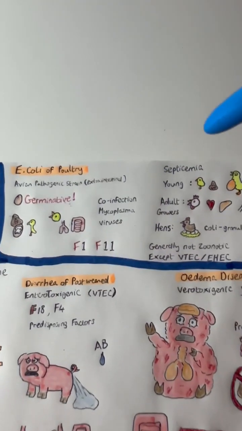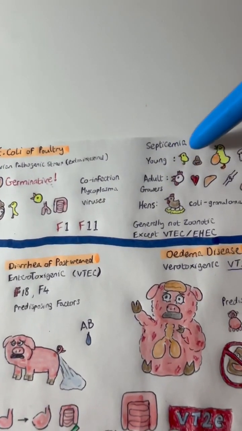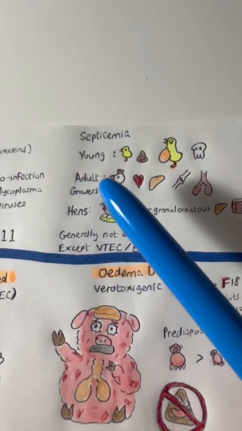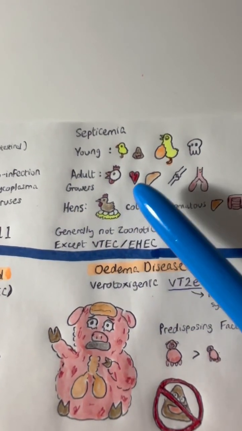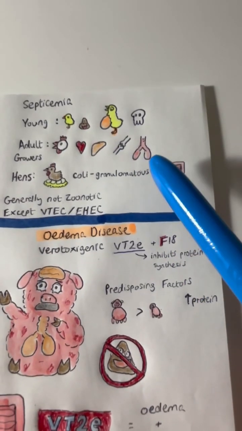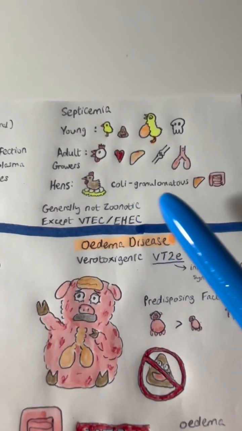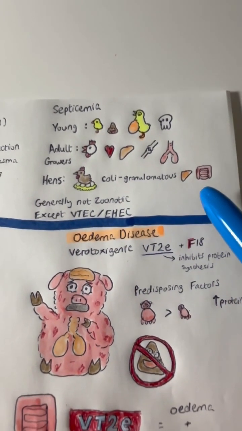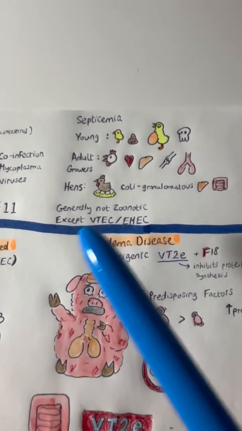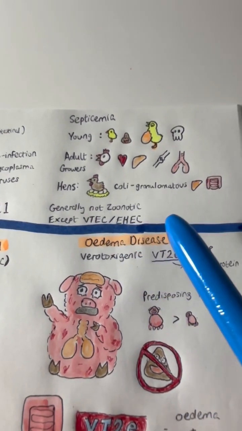When the disease takes on a septicemic effect, in young chicks only 1 day old, we can see diarrhea and delayed absorption of the yolk sac and death. In adults and in growers, we can see pericarditis, perihepatitis, arthritis, as well as dyspnea and erysiculitis. In hens, they get coli granulomatous on the liver and in the intestines. It is generally not zoonotic. However, virotoxigenic strains and enterohemorrhagic strains can be.